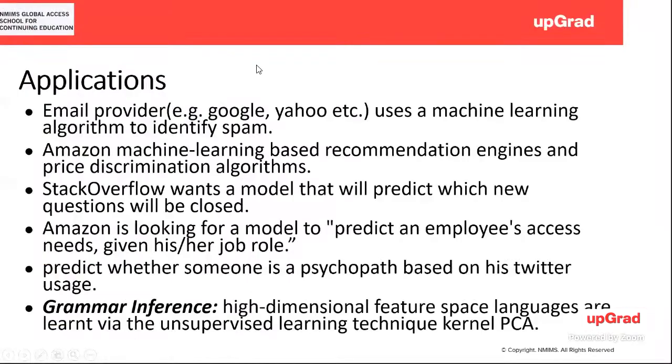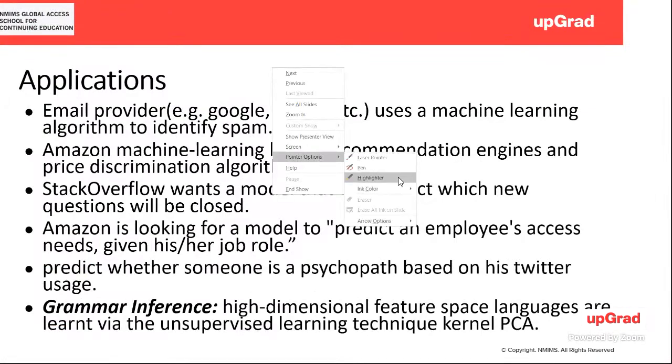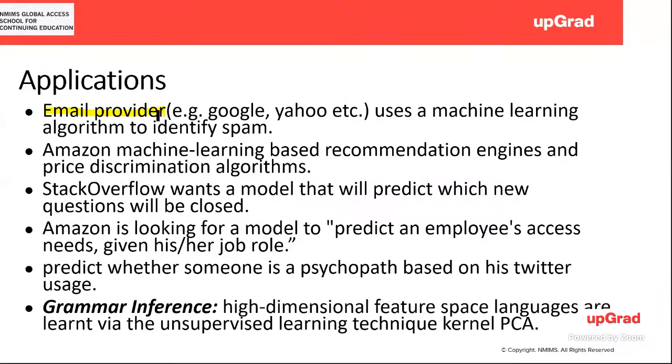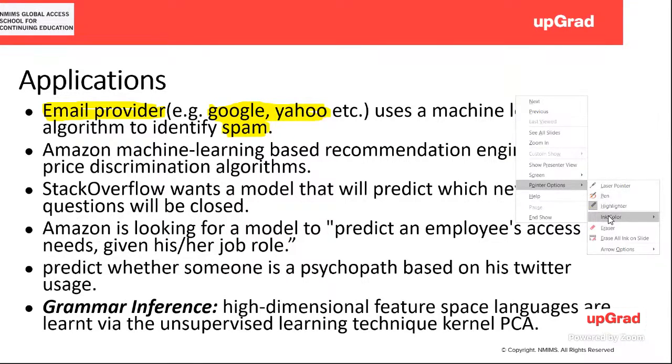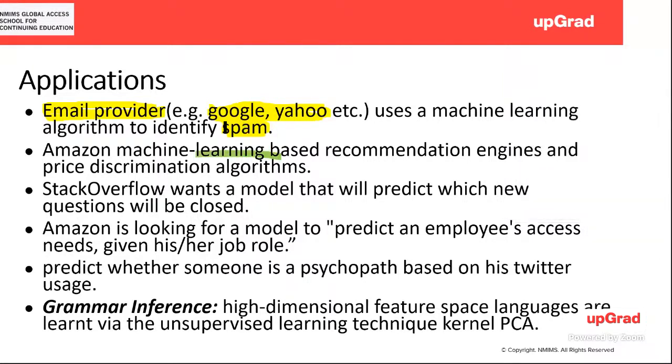So you can see here some examples like the email provider. I hope everyone is using Gmail or Yahoo or some kind of email service, right? These email services use some machine learning model to identify whether the email is spam or not. They try to identify whether these are spam or not.